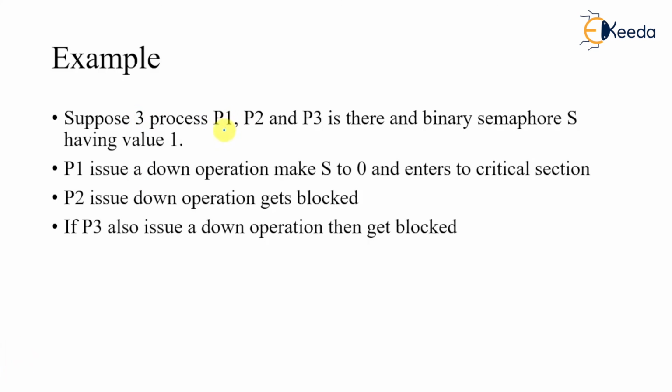Okay, so we have three processes P1, P2 and P3, and there is a binary semaphore S having the value 1. So P1 issues the down command, S becomes 0, and it enters the critical section. P2 issues the down command and gets blocked. P3 issues the down command and gets blocked. So that is about binary and counting semaphore and these operations, wait and signal, which use block and wake up calls.